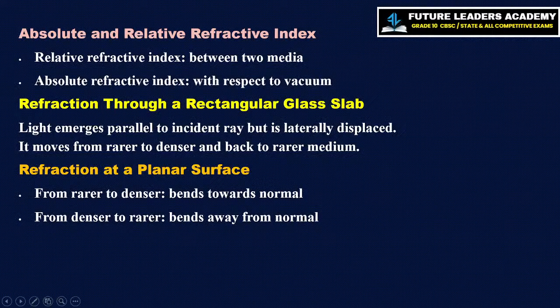The capacity of bending of a light ray in a medium is what refractive index is. But relative refractive index means between two media, any two media it can occur. Absolute refractive index is nothing but with respect to vacuum. The speed of light in vacuum is 3 into 10 to the power 8 meters per second.